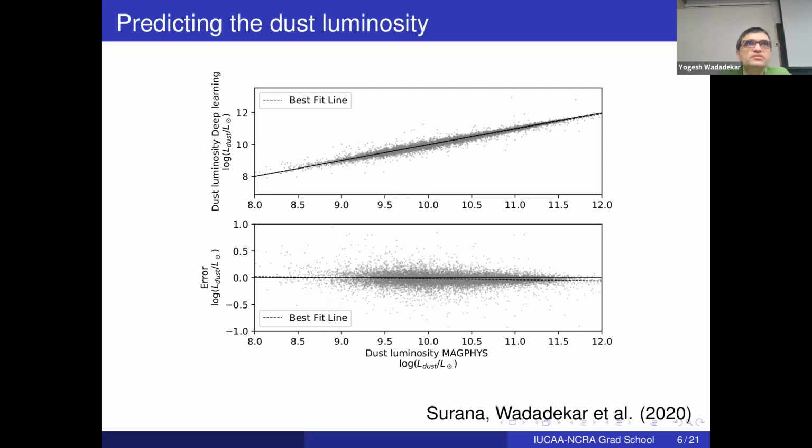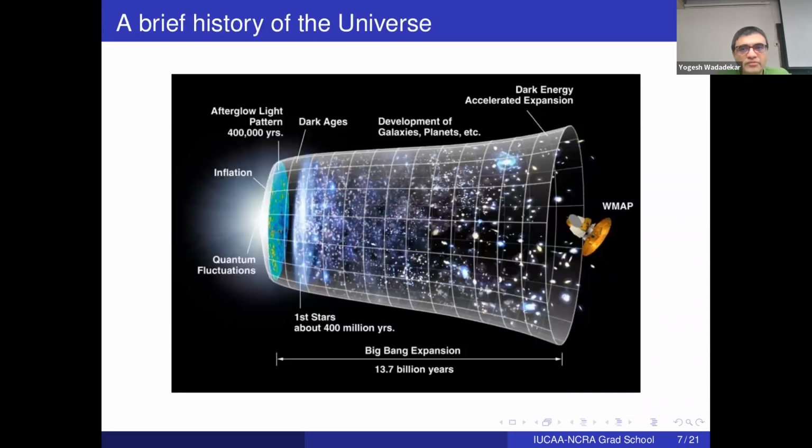The dust luminosity also can be predicted. So what we did in this work was to try and predict 3 different properties: the star formation rate, the integral of the star formation rate over the lifetime of the galaxy, which is the stellar mass, and the dust luminosity. These are 3 broad properties of galaxies which we need to know to understand galaxy evolution. Now we change gears once again and begin to talk about galaxy formation and evolution.